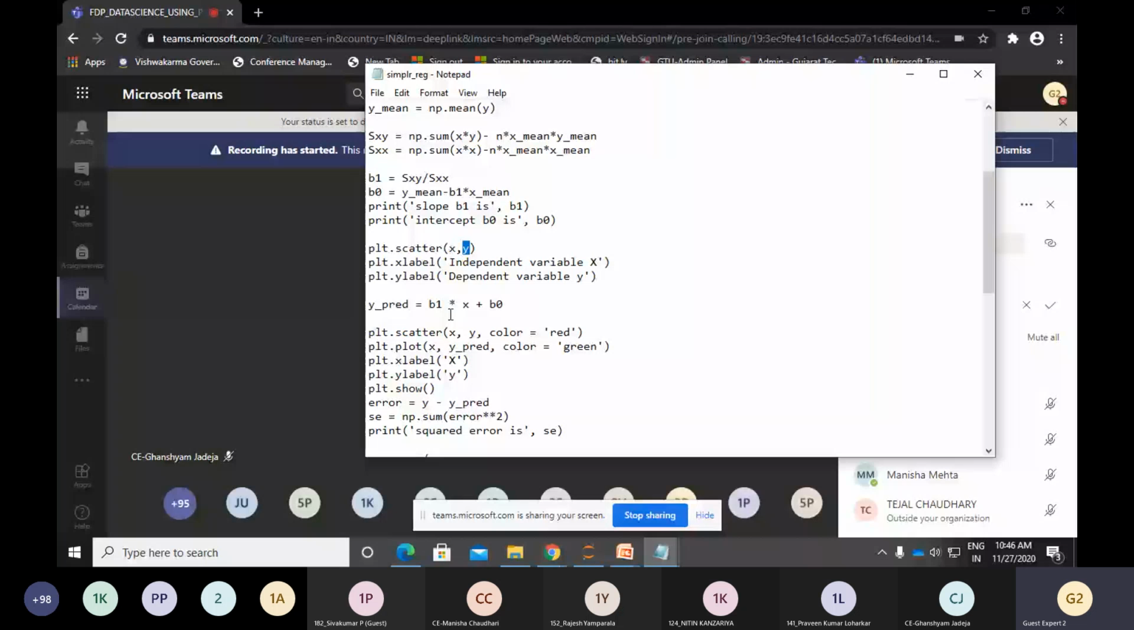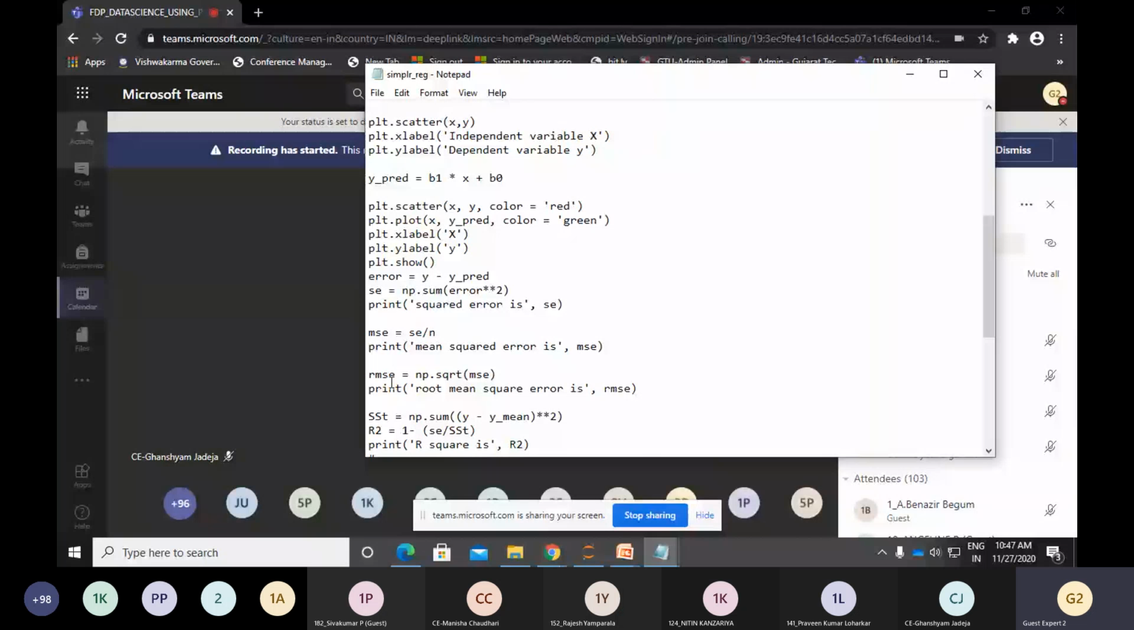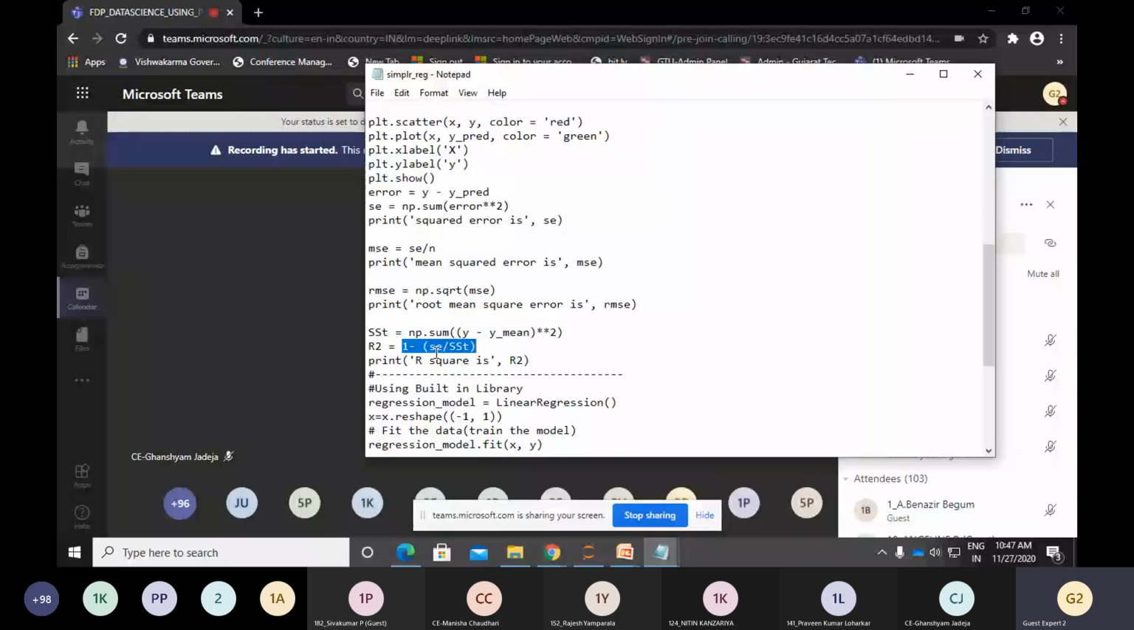So after plotting actual x and y, we have plotted the predicted x and the predicted y. Then for computing error, as I have told you, we find the difference of y and y predicted. Then we take the sum of that, which is the square error. Then mean square error is the sum divided by the total number of data points. Then root mean square error is the square root of it. And then R2 is equal to 1 minus square error upon variance of y.